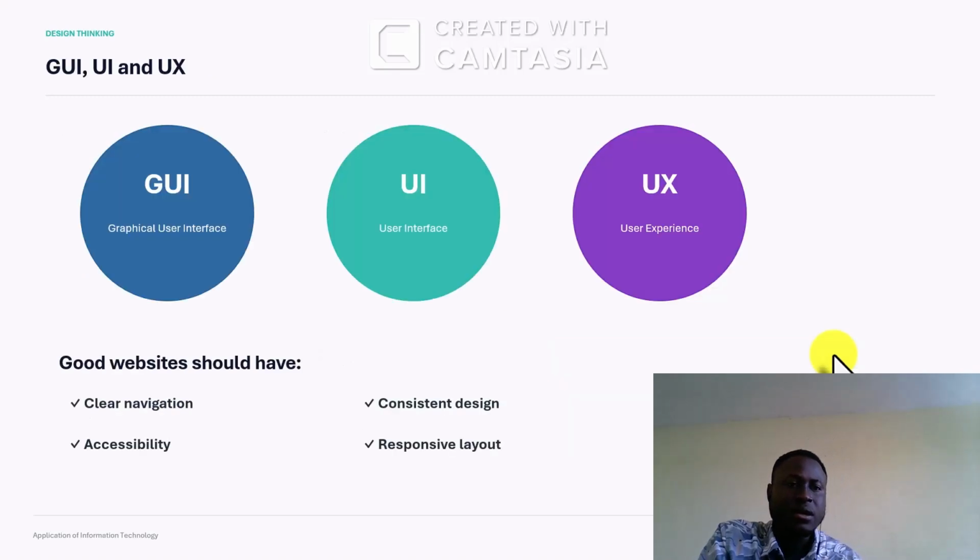The next one, we are talking about the GUI, the UI, and the UX. All right. So here, the GUI stands for Graphical User Interface, and it includes icons, buttons, and menus. Okay. The next one is the UI, that's the user interface. This refers to the overall layout and design of the website.